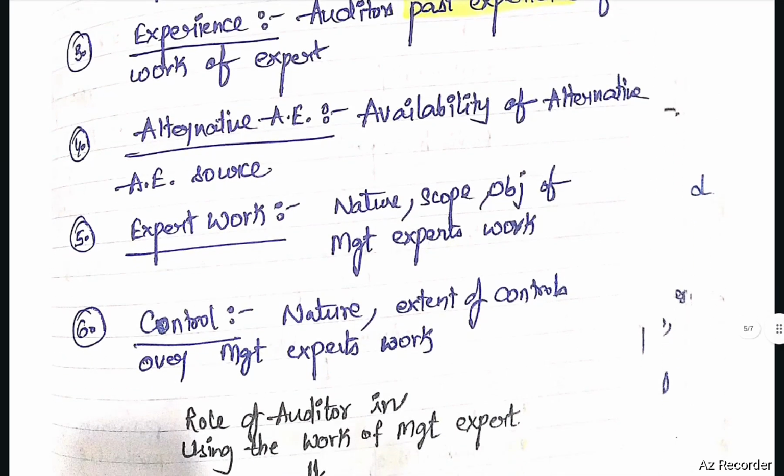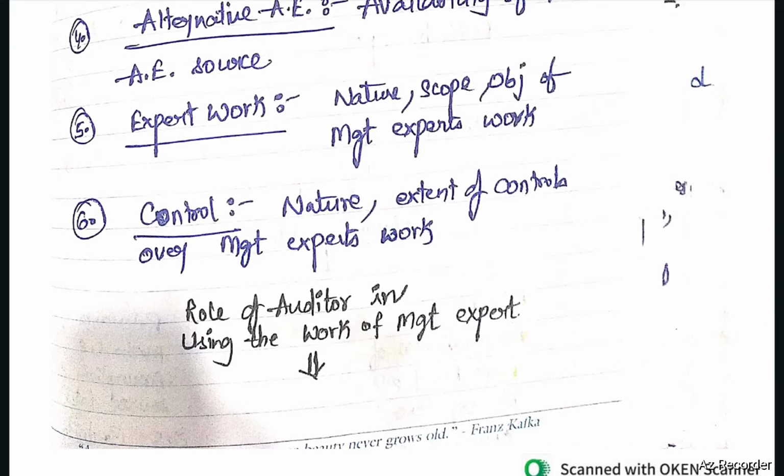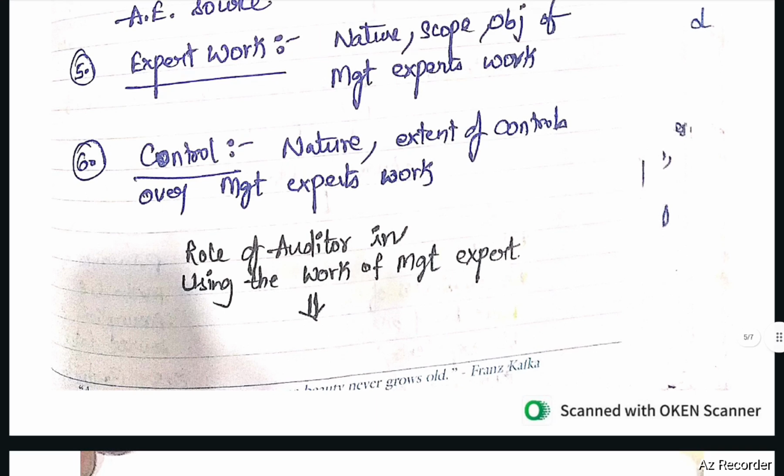Alternate audit evidence: availability of alternate audit evidence source. Expert's work: nature, scope, objectivity of the management expert's work. Control: nature, extent of controls over management expert's work.